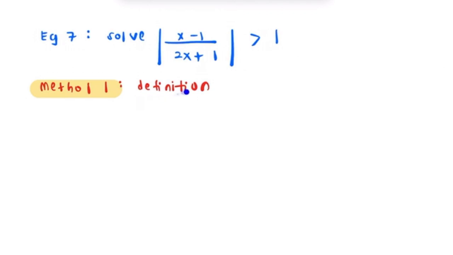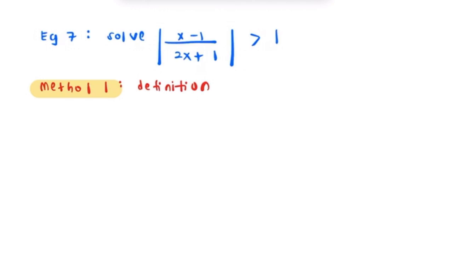Using definition, usually the question will mention solve the inequalities using definition method. So you have to follow. Definition is the properties just now. So always remember the properties. The first property just now is modulus less than symbol. The second property is modulus more than symbol. So in this example, we are using the second property.